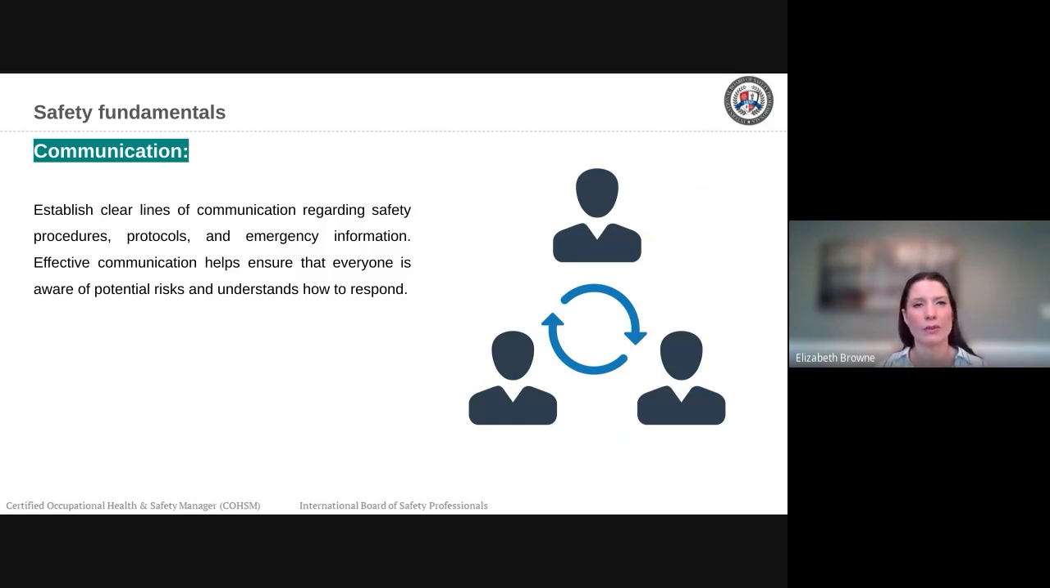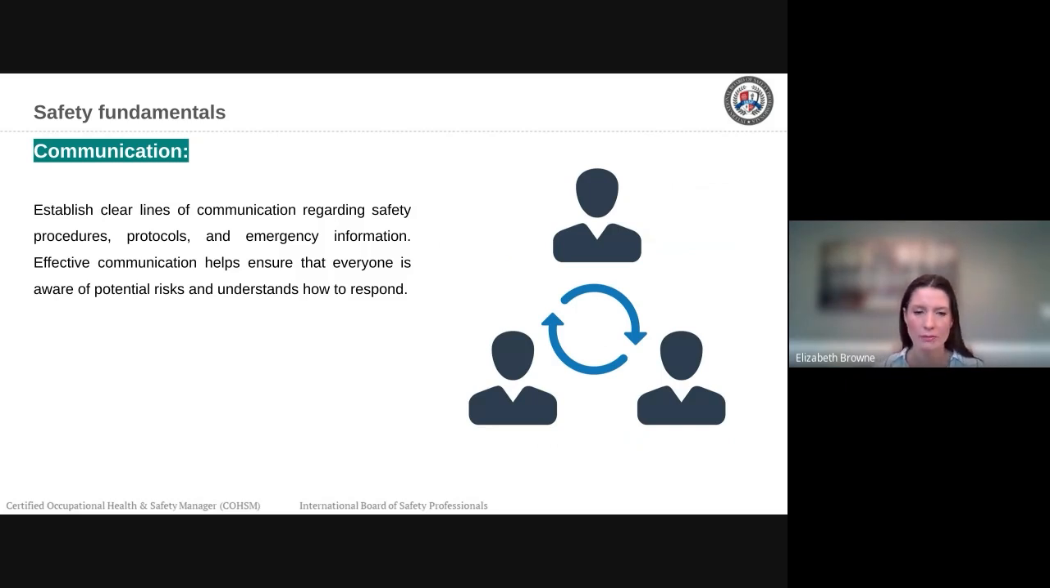So we must have established clear lines of communication from our managers as our leaders in effective ways that employees can understand. Meaning if we work for a multinational company and we have workers that have different native languages, we're training employees and communicating in all languages that all employees can understand. Effective communication helps ensure that everyone is aware of potential risk and understands how to respond.